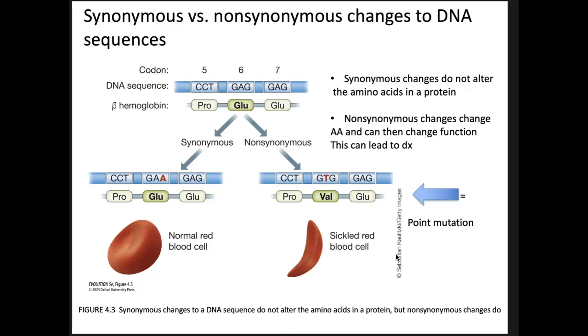So if we look at this particular example of sickle cell, we can see that there was a single point mutation in both cases. But in this particular case on the left, GAA and GAG both code for the same amino acid. But if we look on the right, we can see that GAG and GTG do not code for the same amino acid, and therefore that's a non-synonymous change, and the product is a different amino acid, and therefore now we have sickle cell.